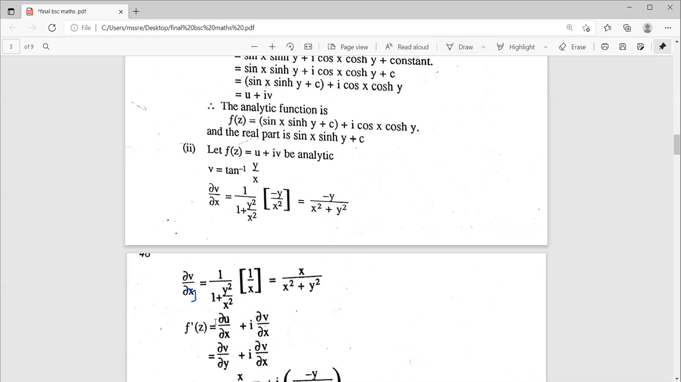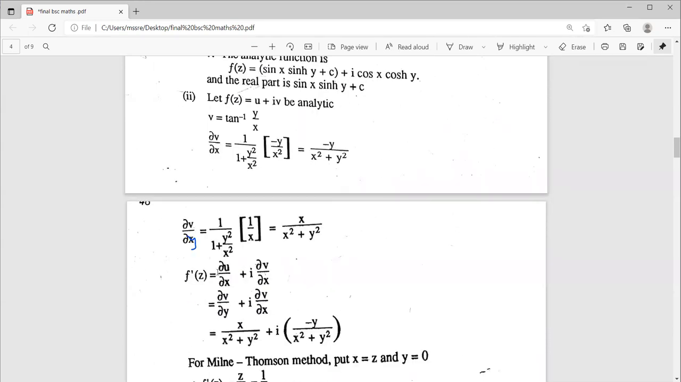So 1 by 1 plus y square by x square. Differentiation of y by x with respect to x, keeping y constant, you will get 1 by x, because differentiation of y is 1 and x constant remains as 1 by x. So it is 1 by x. Take the LCM. LCM is x square. In the numerator, one x cancels and one x remains. You will get x divided by x square plus y square.